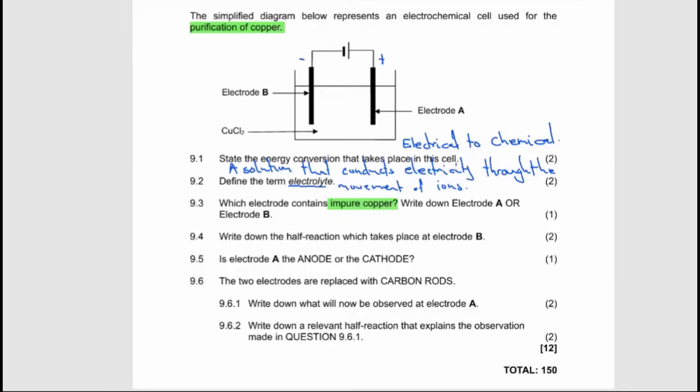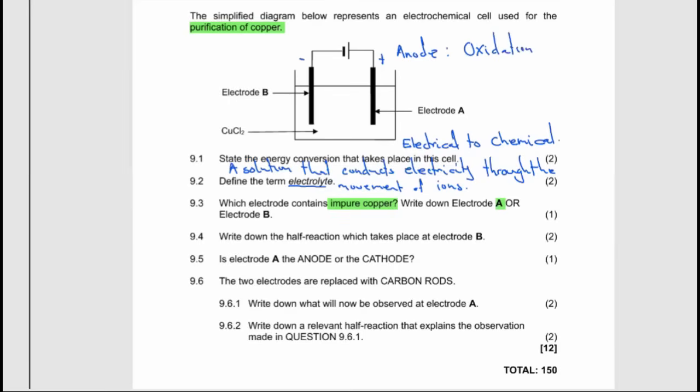So according to my analysis, it is going to be electrode A, and I will explain why. A is the positive terminal, and remember, the positive terminal is my anode. So I'm going to say anode, then I'll explain what happens at the anode. Oxidation takes place here.